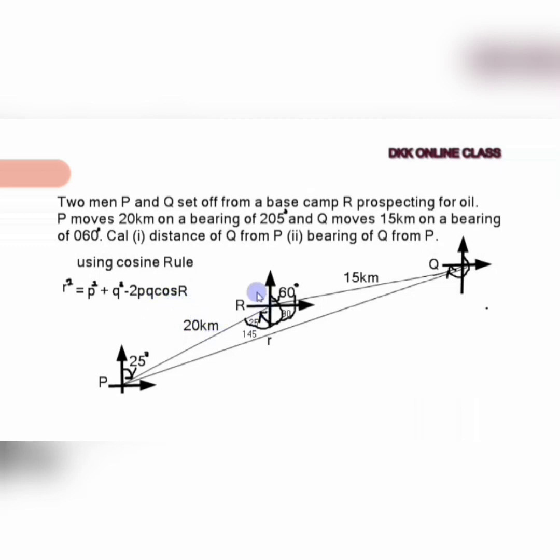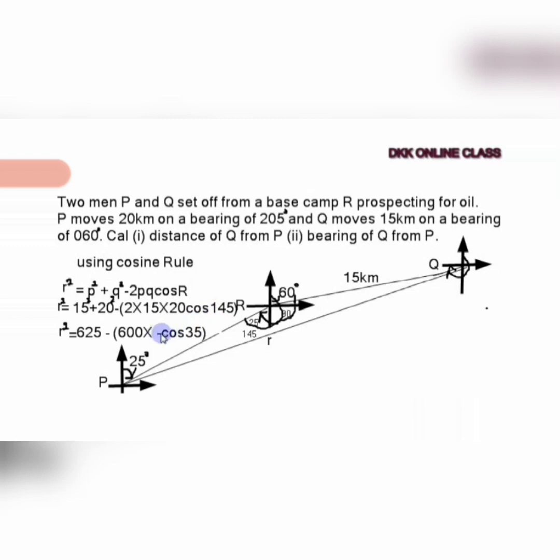So we are going to do substitution. We are going to substitute all of these. So I have that r squared equals 15 squared plus 20 squared minus 2 times 15 times 20 cos 145 degrees. So we are going to simplify this. 15 squared plus 20 squared will give us 625. Then, simplifying 2 times 15 times 20 as 600, we have 625 minus 600.